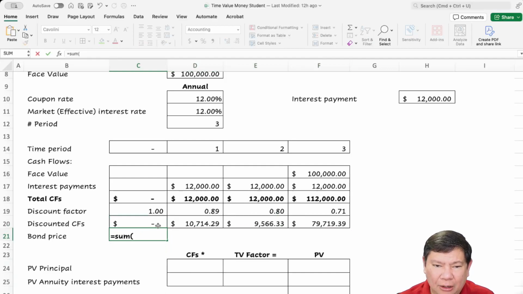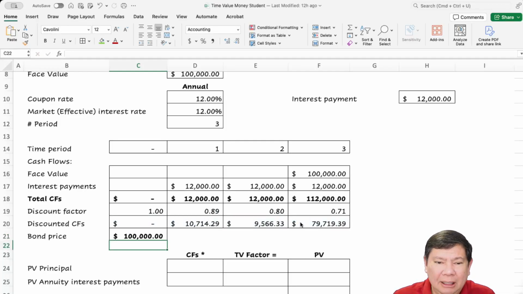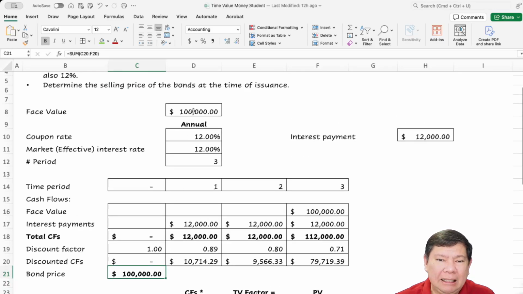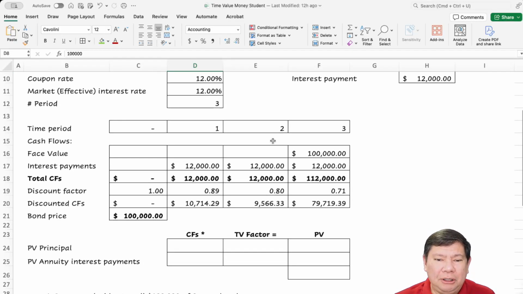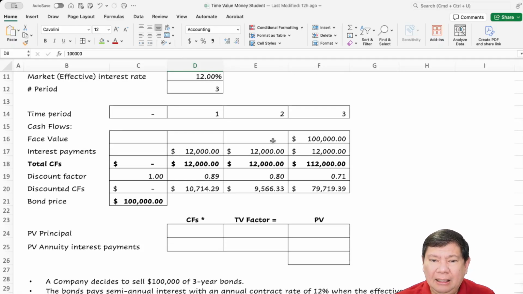You add all those numbers, the discounted cash flows, and you see that the bond price is going to be the same as the face value. That's what we call the bonds are issued at par, at the face value of $100,000. Now, because you're not going to use Excel, you're going to have to use the table.